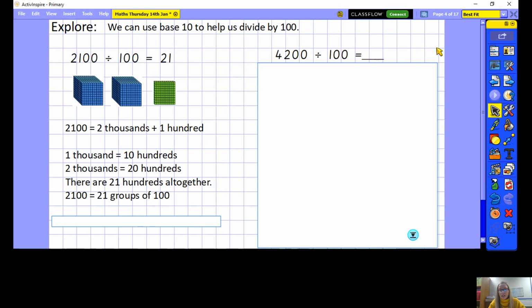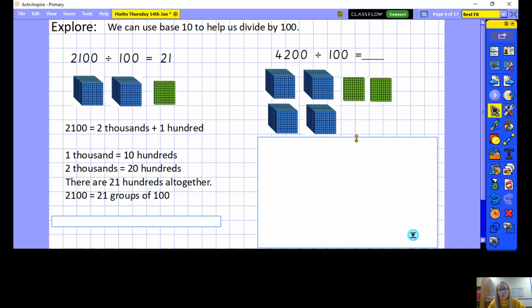So let's have a look at this next question. 4,200 divided by 100 equals. I wonder if you can pause the video now and have a go at drawing 4,200 using Deans. Okay, so 4,200 would look a bit like this. So we've got 4 groups of 1,000 there. 1, 2, 3, 4.